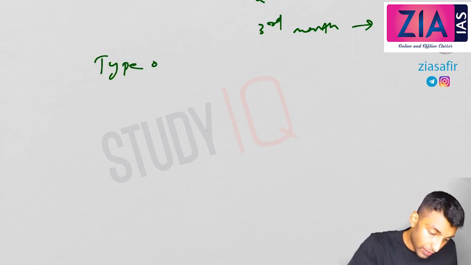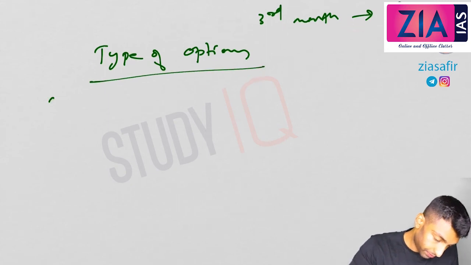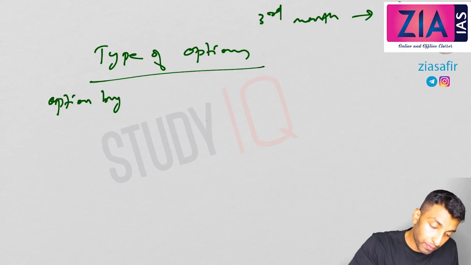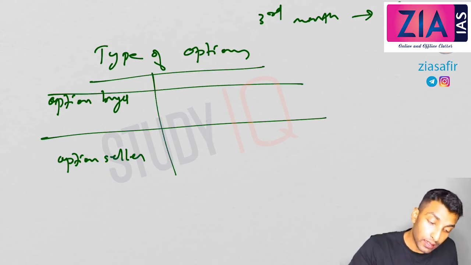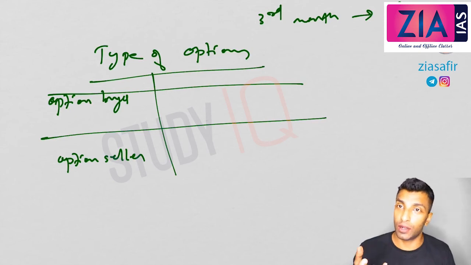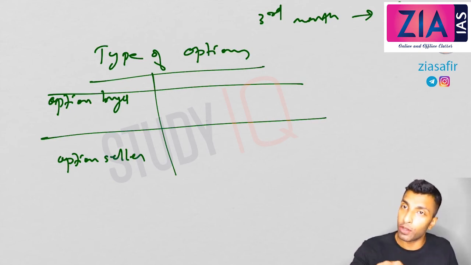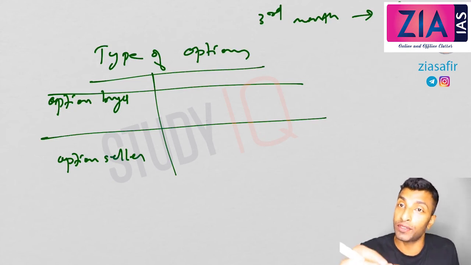Okay, now what are the types of option? If you look into this table quickly, type of options: option buyer, option seller. Option seller means, I've told you already, the writer. So if you need to be an option seller, it is a very difficult task. Option buyer, you can go and buy option. That can be two types: call option and put option. You can be a buyer of call option, you can be a buyer of put option also. If you are buying a call option, you have the right to buy.